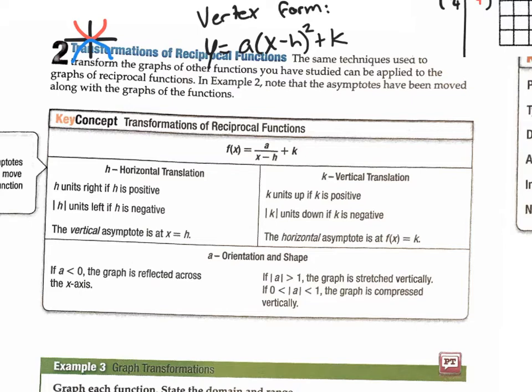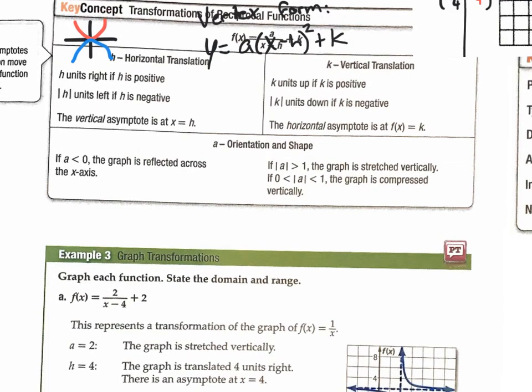Again, the h value is always with x, and you always think opposite of what you see, and that will give you your vertical asymptote. The k value, you always take it for what it is, and that'll give you the horizontal asymptote. And everything becomes easy once you understand that.